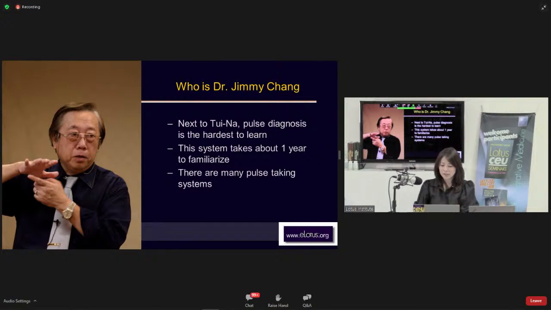Okay, so there are many different pulse taking systems. I remember I studied with one teacher in Taiwan, and he used the Li Shizhen Pinhu Mai Xue school of pulse diagnosis. It's very, very different from this one. So if you want to learn, maybe one system at a time is good. Otherwise, it gets to be confusing.